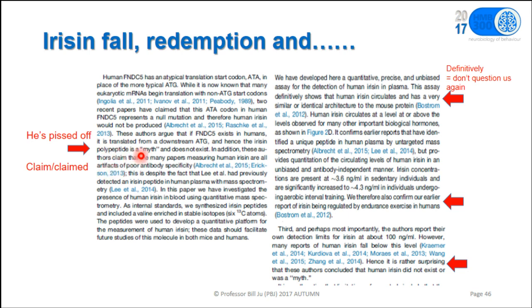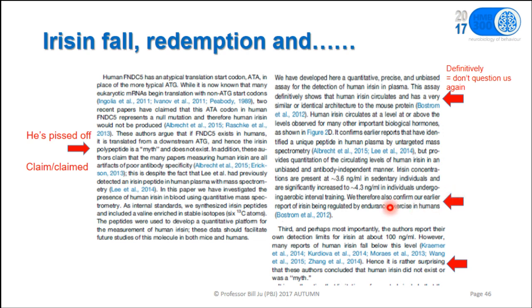So he actually goes directly after them. You said that this whole thing was a myth, so he's really pissed off. So he starts off with this. Whenever you see that, you know, we made the claim or you claimed something, again, it's never a really good thing. He also goes directly after them, where he's developed a quantitative, precise, unbiased assay for detecting human irisin. This assay definitively shows, when you use words like definitively, it's saying don't ever question us again. This is like for all time. Don't ever question that we've been able to detect this.